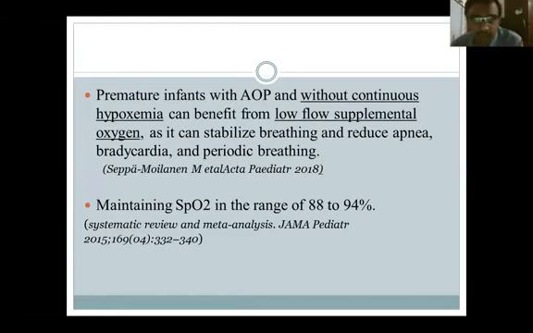And most importantly, maintaining the SpO2 range around 88 to 94, because hyperoxia can also have adverse effects on the eye, retinopathy of prematurity, or periventricular leukomalacia. To prevent that, they have targeted SpO2. They have done a meta-analysis that showed that there is a reduction in apnea of prematurity by maintaining the SpO2 of 88 to 94. And a lot of methods they have told.